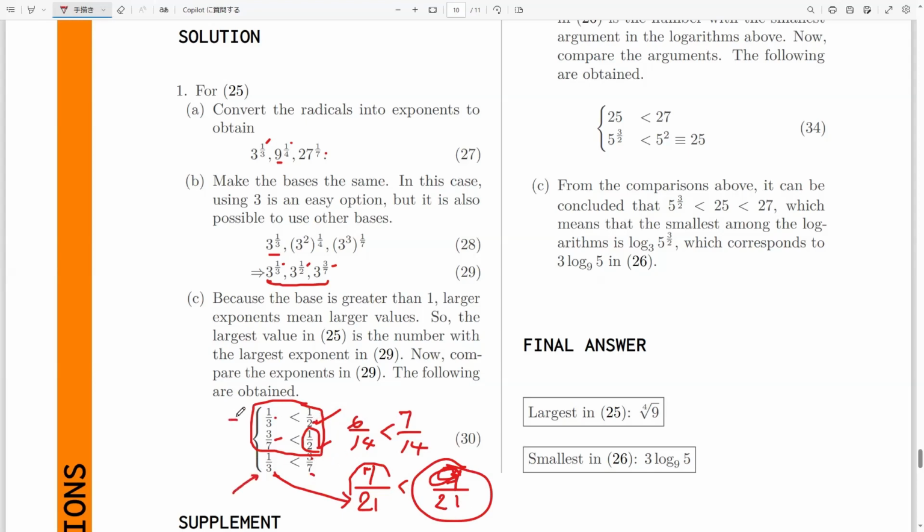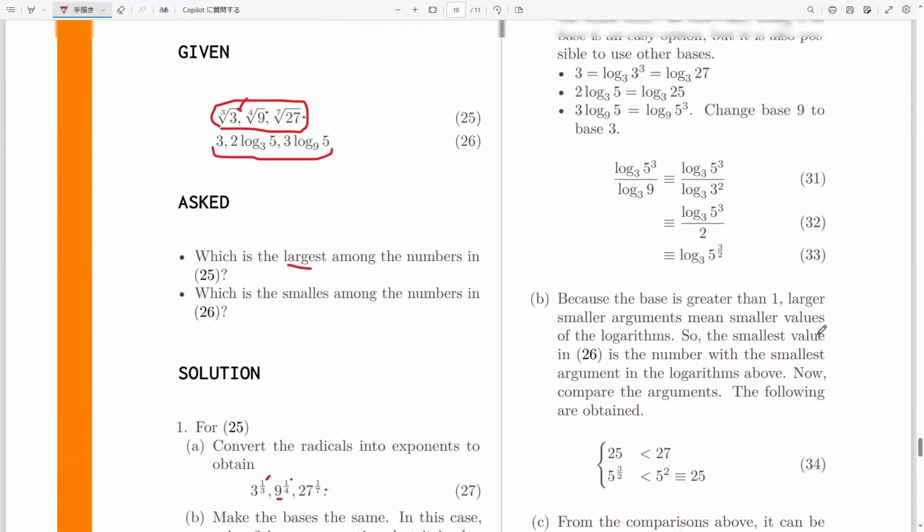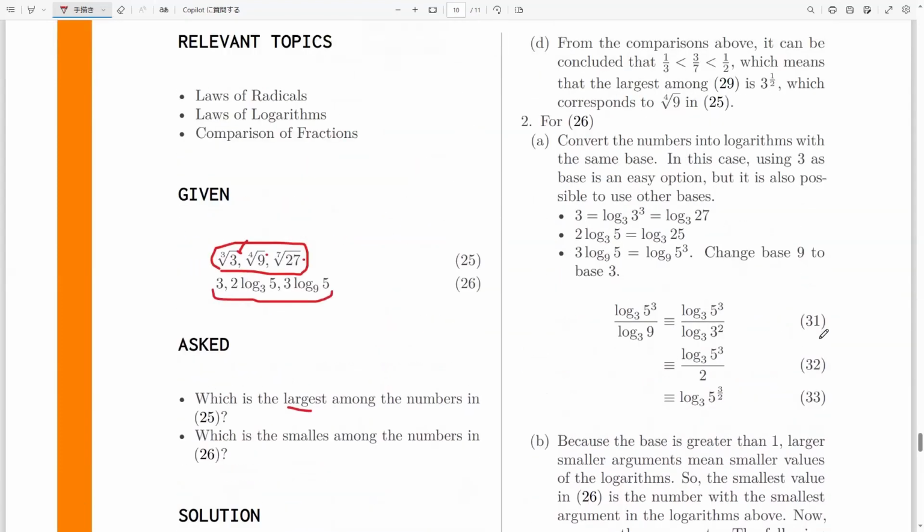But again, you don't need a third inequality here. You just need the first two, okay? Because it says that 1/3 is less than 1/2 and 3/7 is less than 1/2. Therefore, if you have all three of them, then 1/2 must be the biggest among them. And that's for the first part.